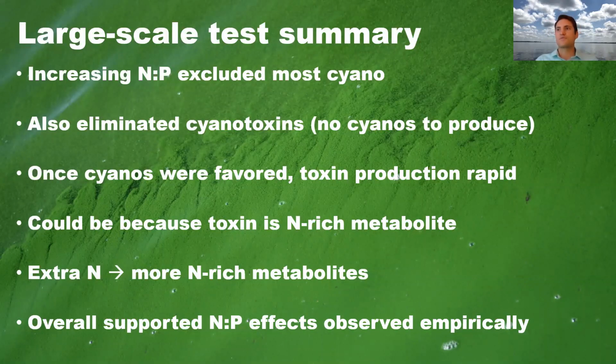And so one thought was, well, if we added all this nitrogen, the cyanobacteria are favored, and they have this nitrogen-rich metabolite, microcystin, maybe they have to deal with all this extra nitrogen. Maybe they produce more nitrogen-rich metabolites, some way to shunt that, either in the cell or outside of the cell, to get rid of all this backup of nitrogen. And of course, overall, it supported these N/P ratio effects that were observed empirically. So we found the same thing that we're finding empirically. That leads towards the conclusion that it is caused by N/P ratios, or at least in part.